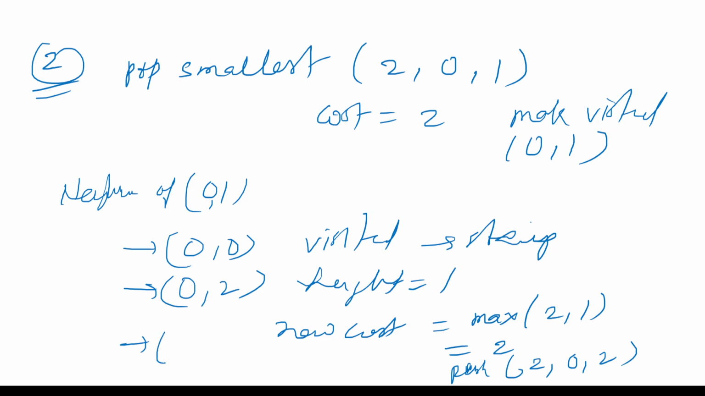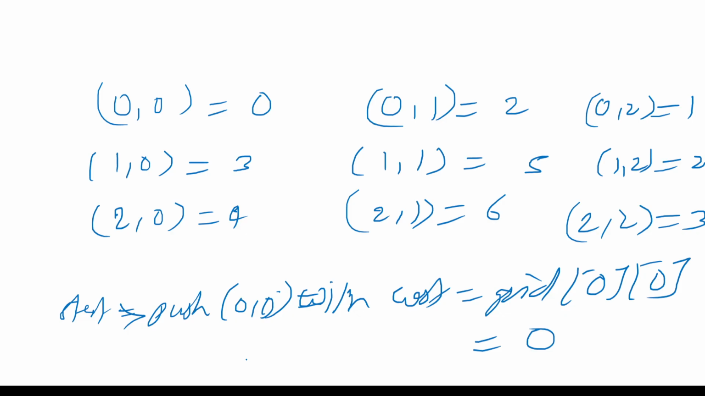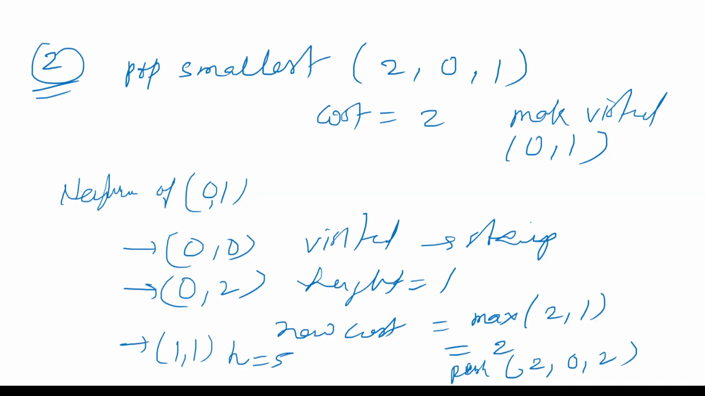Next neighbor is 1 1. So when we have known 1 1, what is the height here? Height is 5. If you go here, I have already written. So you can say, okay, 1 1, height is what? Is 5. So we can say, okay, height is 5.